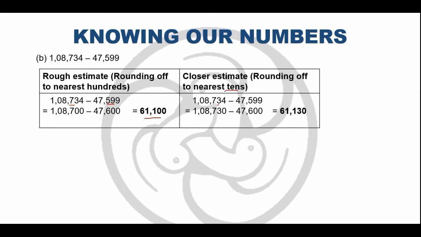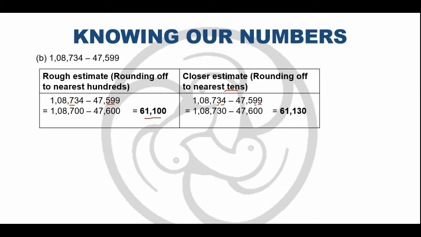So the closer estimate is the nearest 10. So what is in the 10th position? 3. So you have to look at the right side number, that is 4, which is less than 5. That means you have to write the number as it is. So 1,08,730 minus what is in the 10th position? 9. So you have to look at the right side number, 9. So that is also greater than 5. That means you have to add 1 to the 10th position.